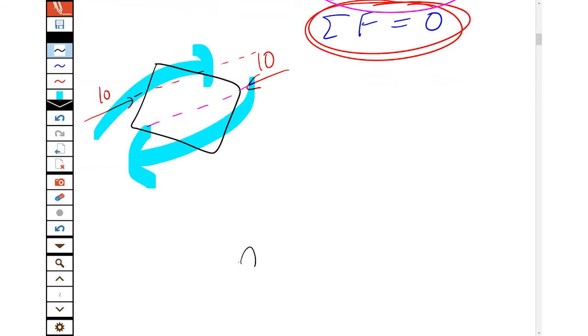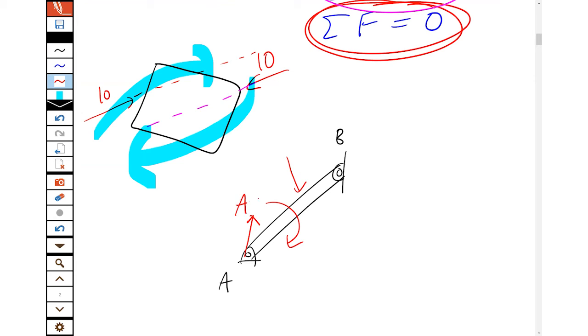The case for us is the idea of a pinned beam. If we have something pinned at A and B, if there's other forces and moments acting all around that, then yeah, the forces at A and B can be in any direction, A and B.